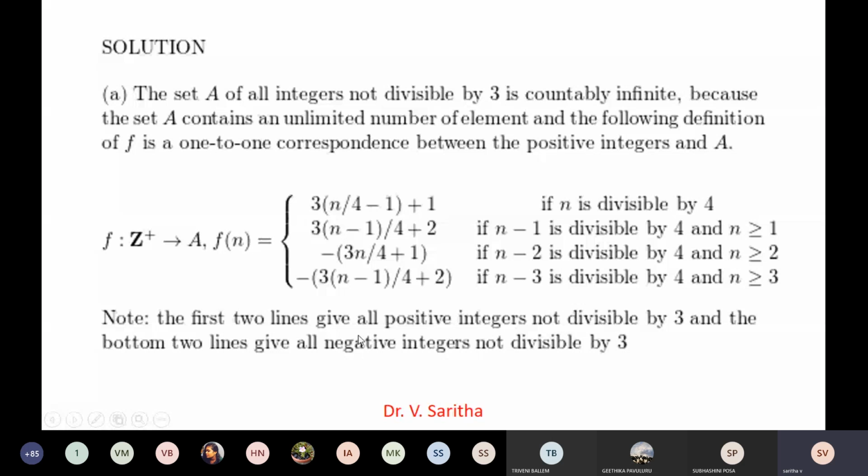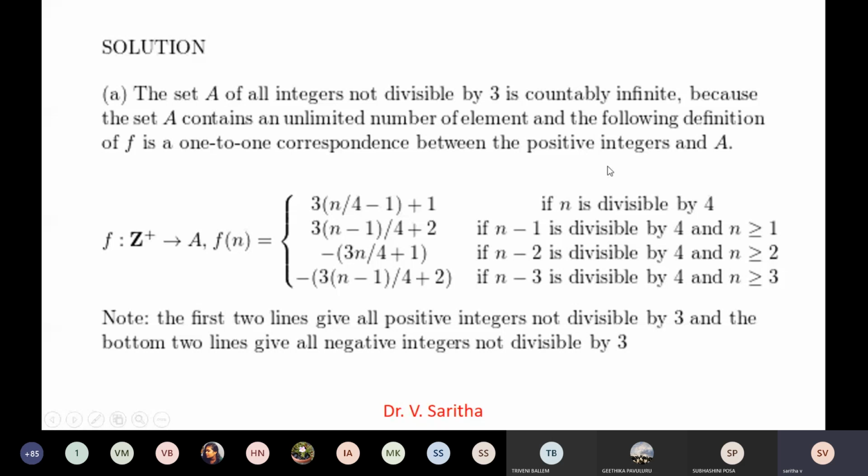So let me say, positive integers means it will be starting with 0, 1, 2, 3, 4, 5 like this, isn't it? Will we include 0 in the set of positive integers? This is a question to you. Find it out. So here, suppose let me say 1, 2, 3, 4.